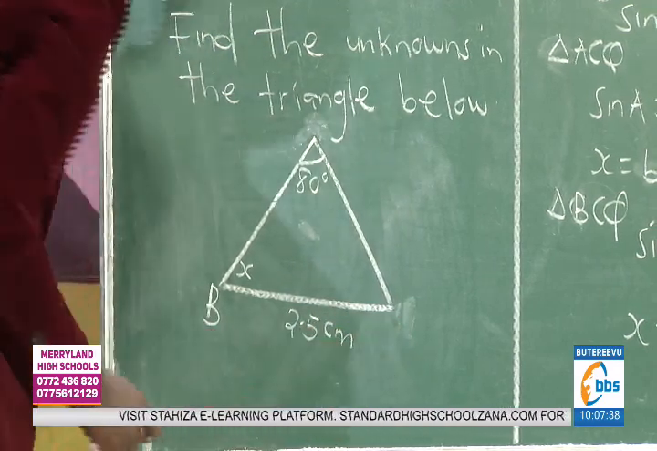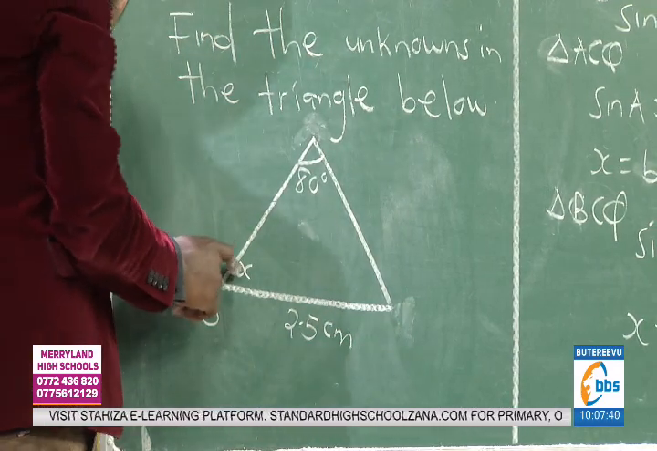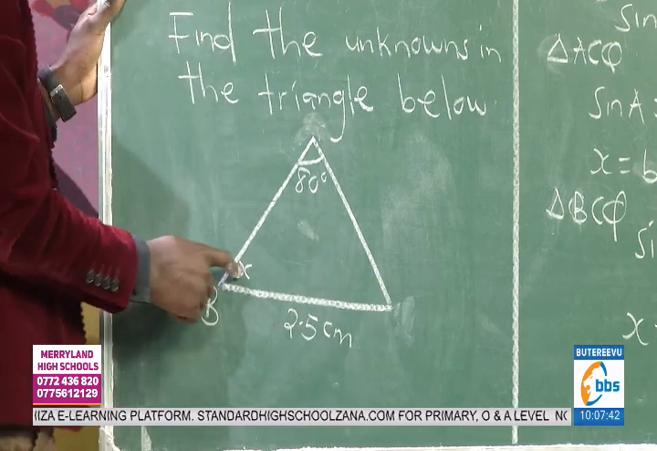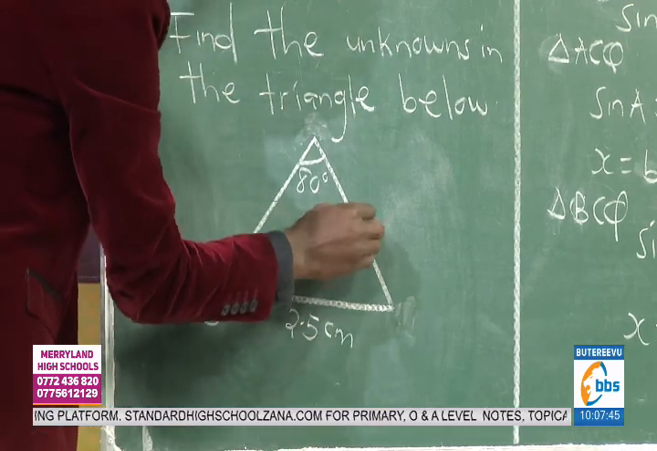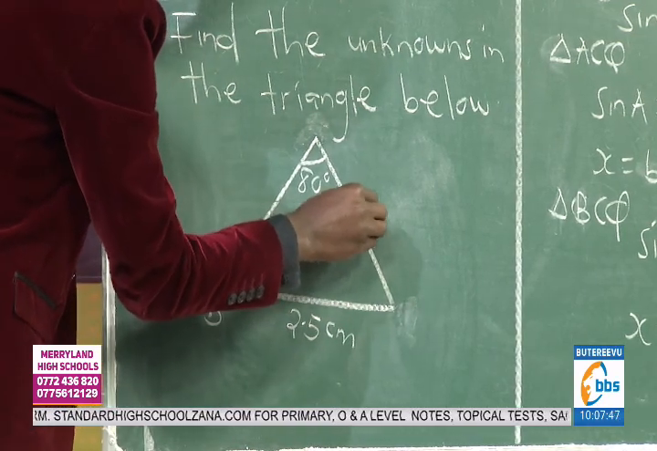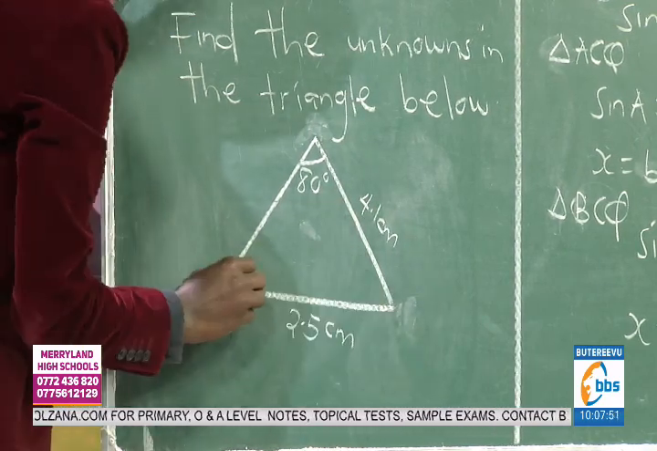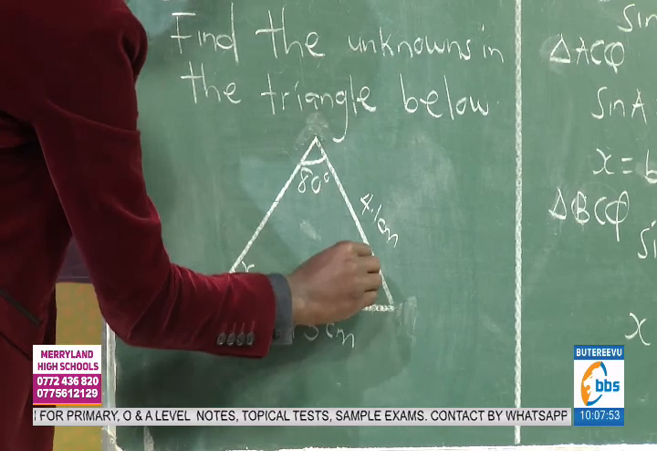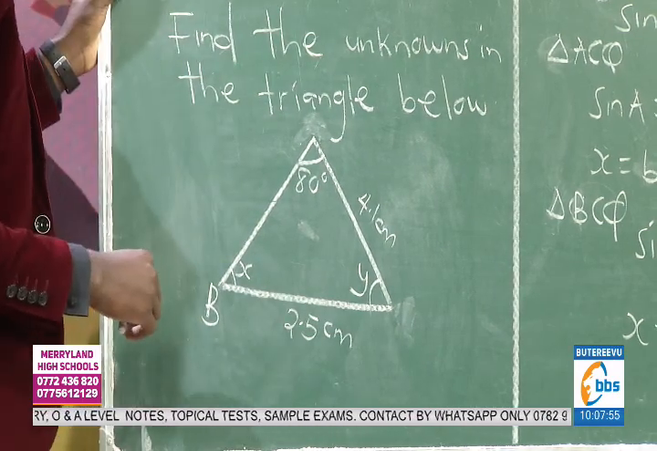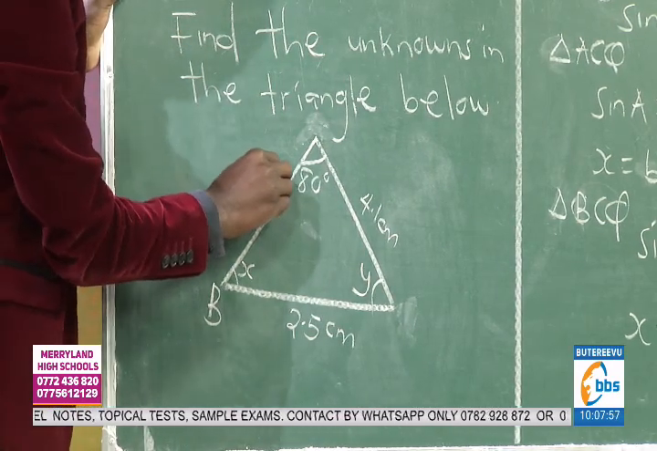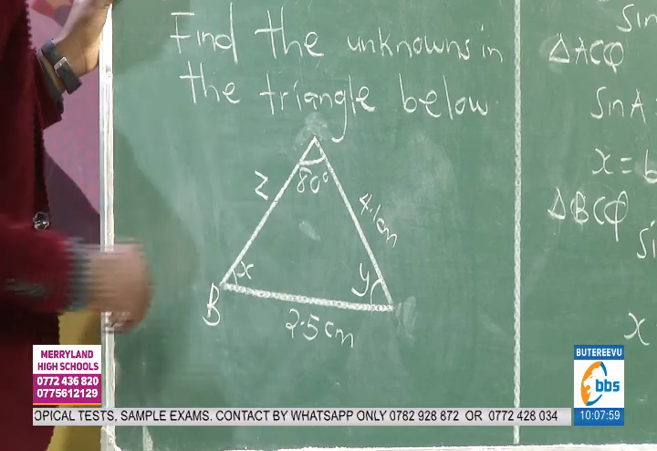I have that 2.5 centimeters. So we need to find this angle X that you're having here. And I'm having here 4.1 centimeters. That's what we have. Then here we have X, here we are having Y, like that. And again here we have Z. So we need to find that.